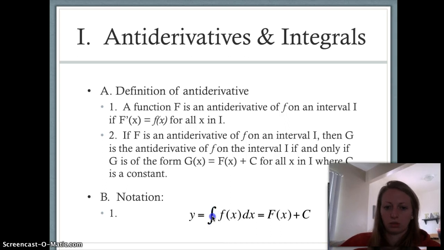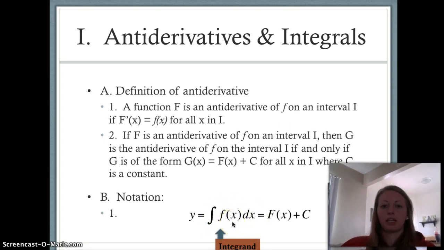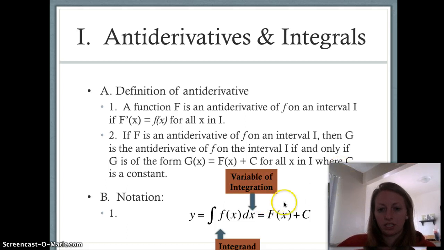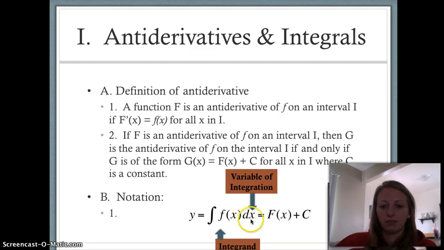This symbol right here is really important. That's our integration symbol. Whenever you see that, that means you are integrating or taking the antiderivative. This is the integrand, what we are taking the antiderivative of, what we are integrating. This is our variable of integration. It will be incorrect if you do not have dx at the end. It's incorrect if you don't have dx or dt, whatever your variable is, attached at the end.